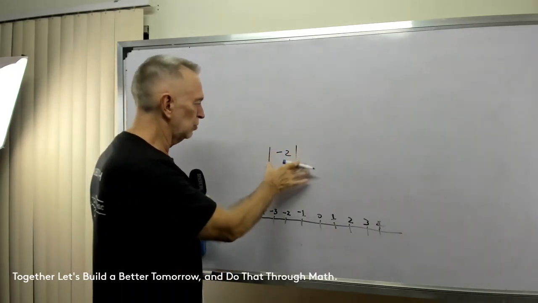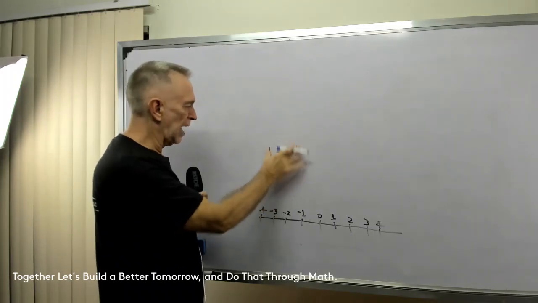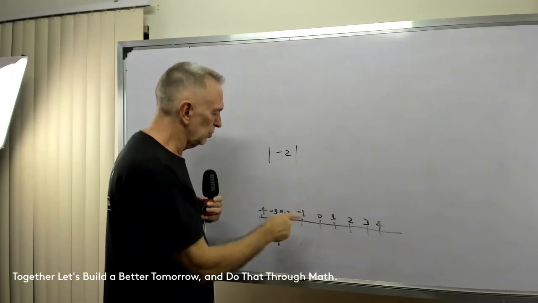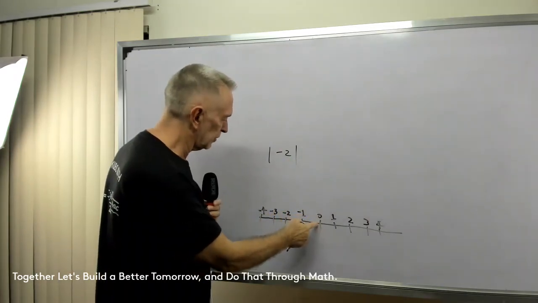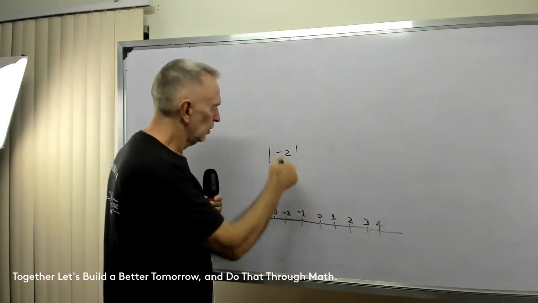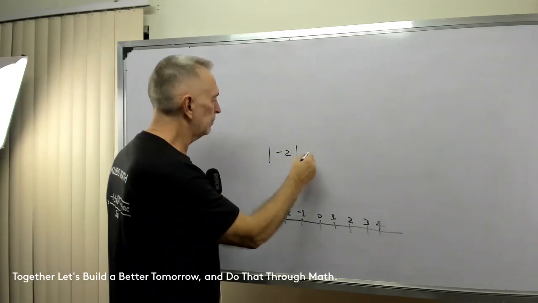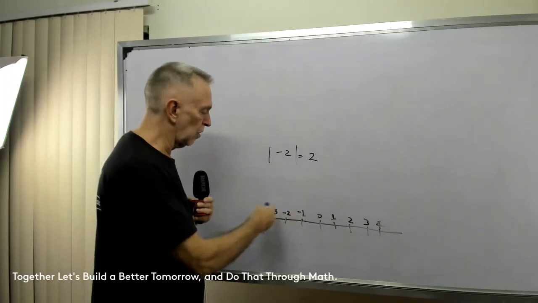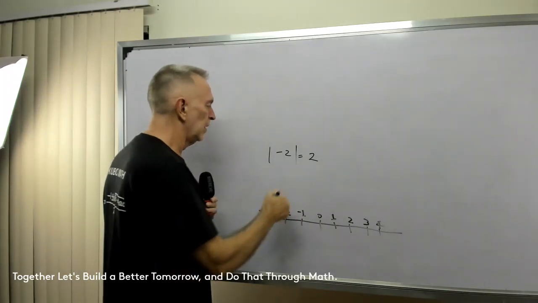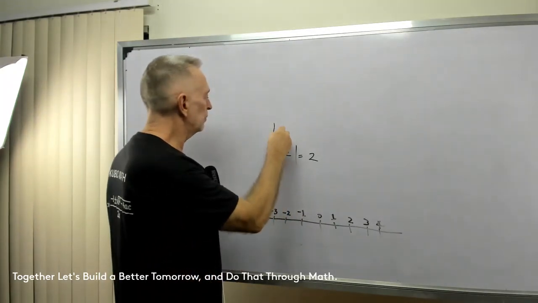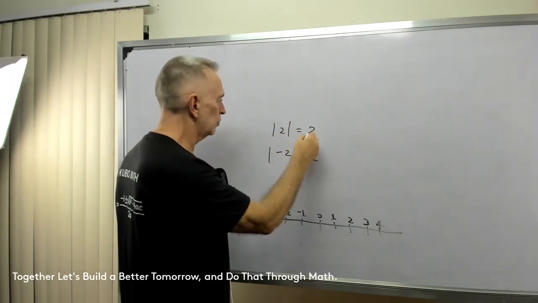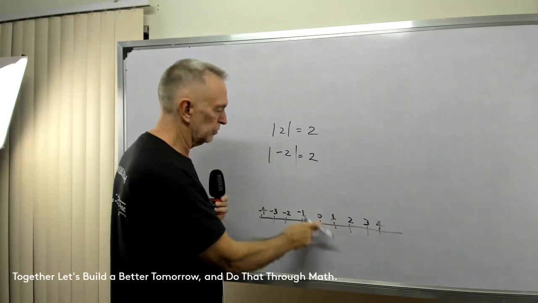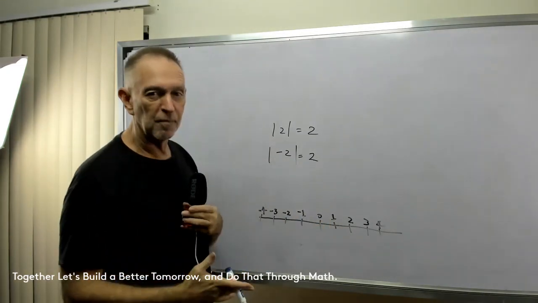So these two goalposts, if you will, that's an absolute value sign. So the -2 is how far from zero? It's 2 units. So the absolute value of -2 equals 2. So it's just the number of units you are away from zero. So the absolute value of 2 is also 2, because it's 2 units from zero. How complicated is that?